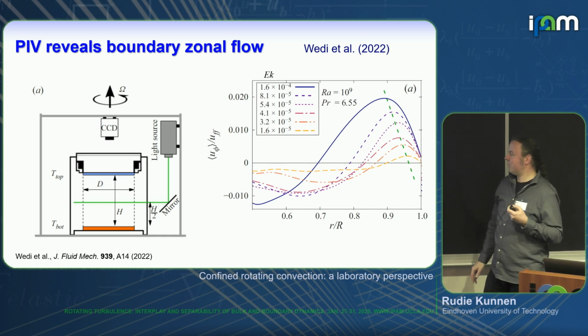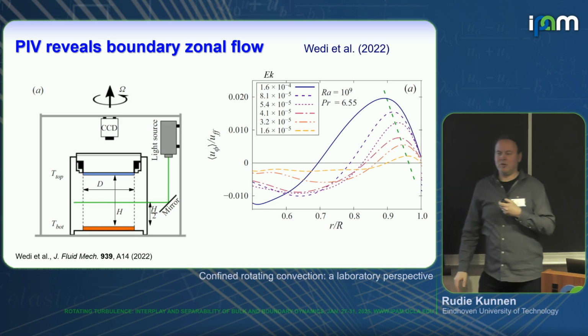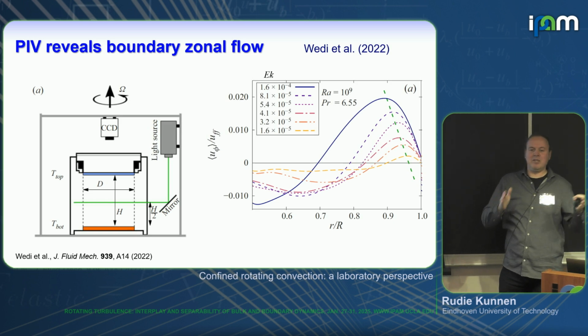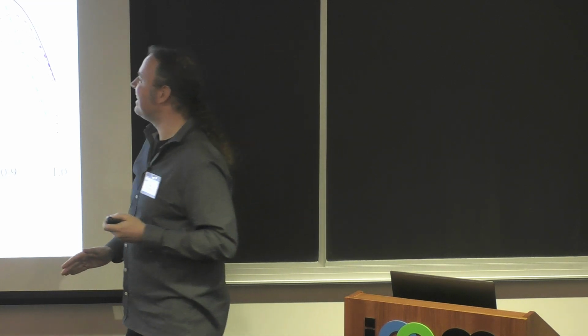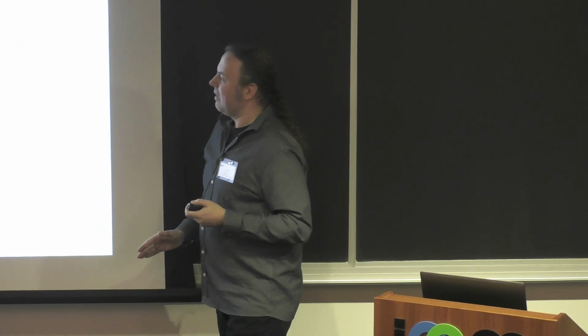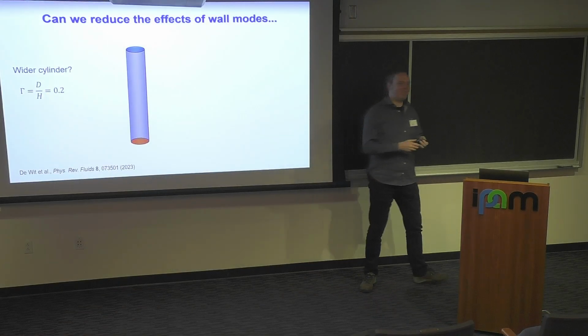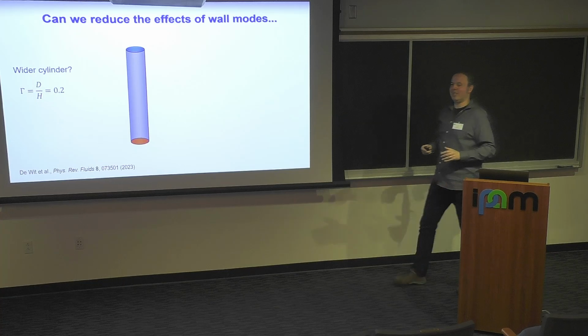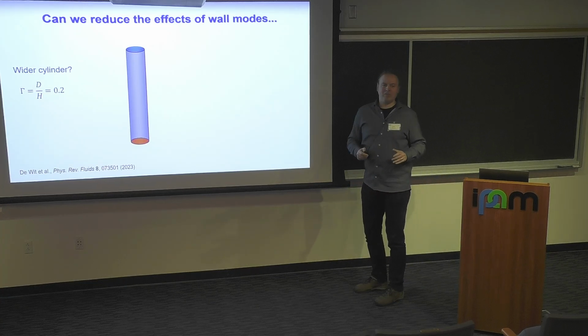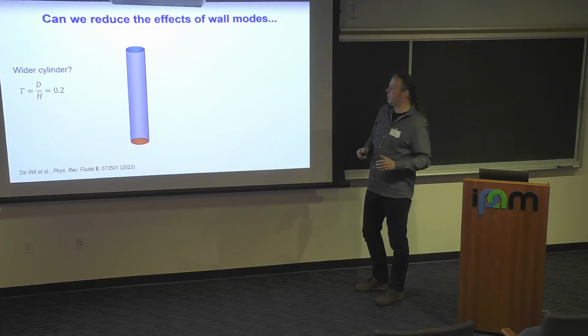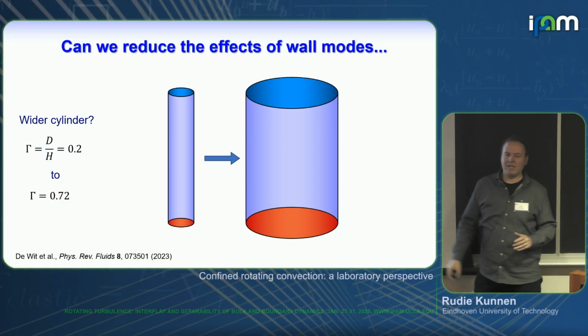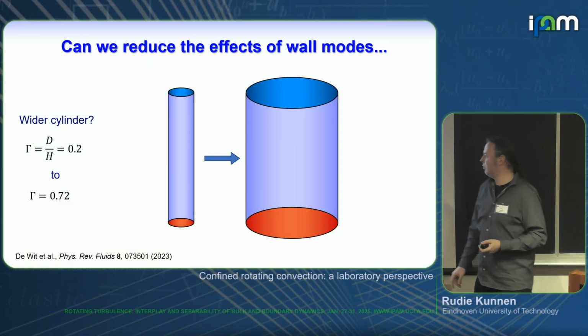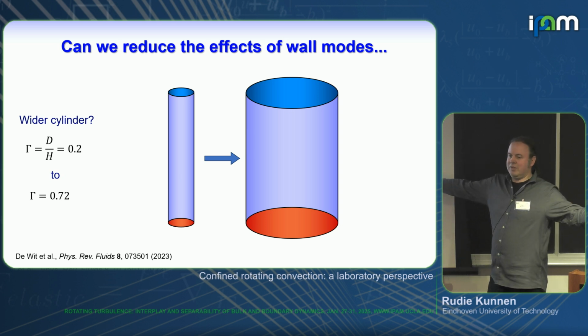Okay, and now it's time to move on. Provided that we want to get rid of them, how can we try to get rid of the wall modes? So one idea is to go to a wider cylinder. Well, at these parameter values, we could not easily do this in an experiment, but we did some numerical simulations. So what if we move to an aspect ratio of 0.72 to make it wider?